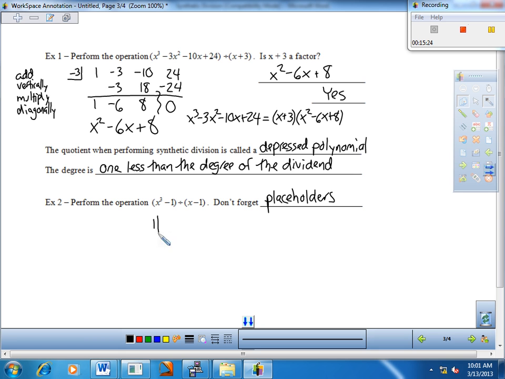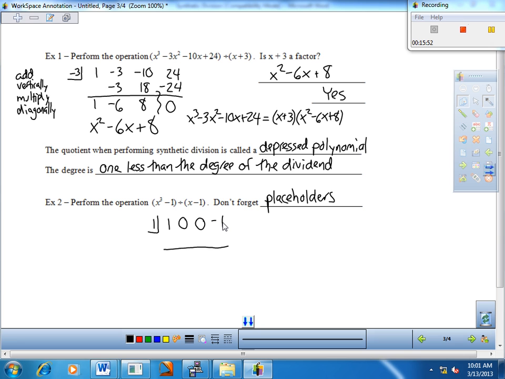Our C value, everybody, is going to be +1 coming from here. So the C value is +1. And then we're going to run our coefficients of the dividend. I have a 1x cubed. I have a 0x squared. I have 0 x's. And I have -1 units. So don't forget placeholders. Even if it was on the back, we would need a placeholder. All the way through, from the starting value all the way down to the constant there.